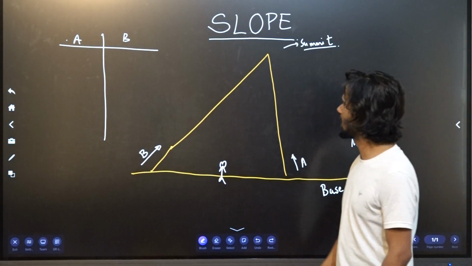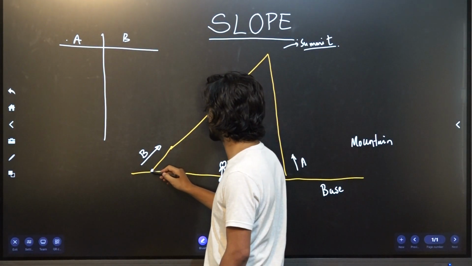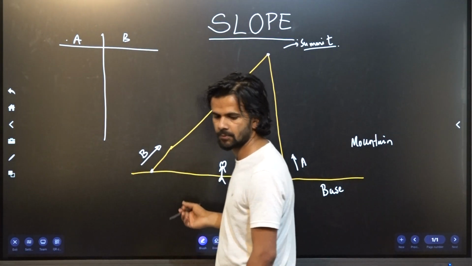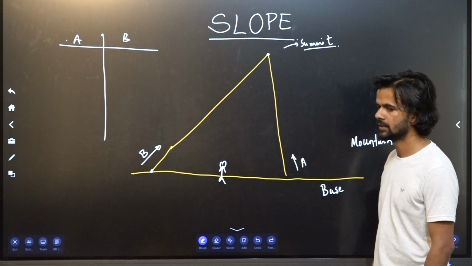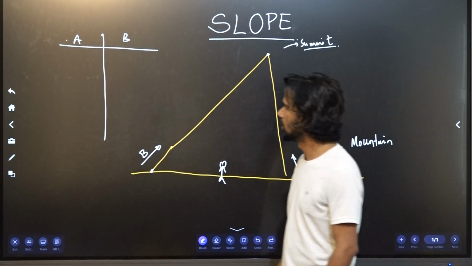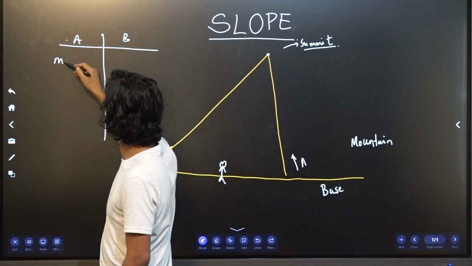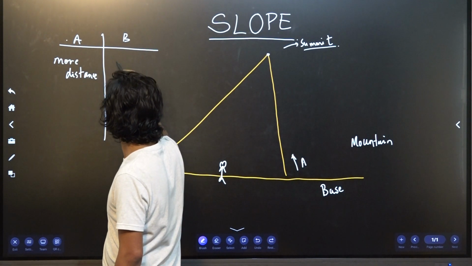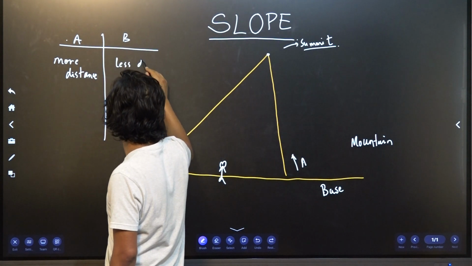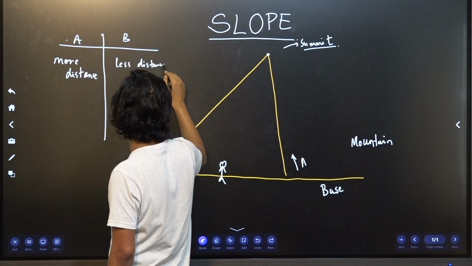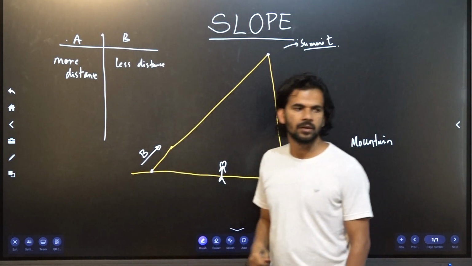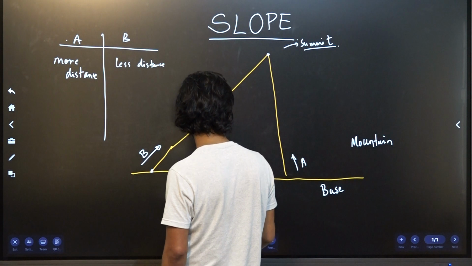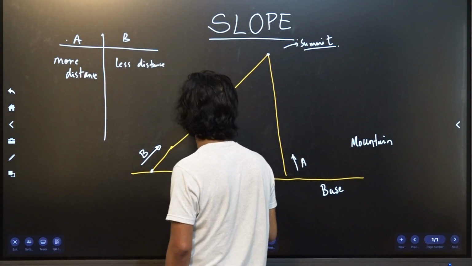The distance of path B from this point, of course, if you want to be at the summit from the base, the distance seems to be more than the distance of path A. So, more distance. Less distance. Comparatively, right? Can you see this? Okay, path A, less distance.